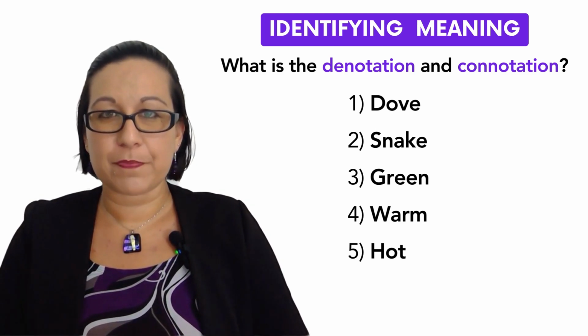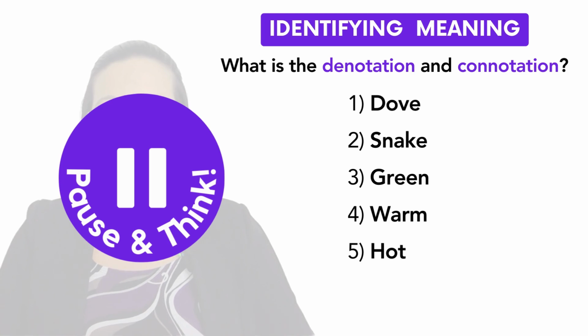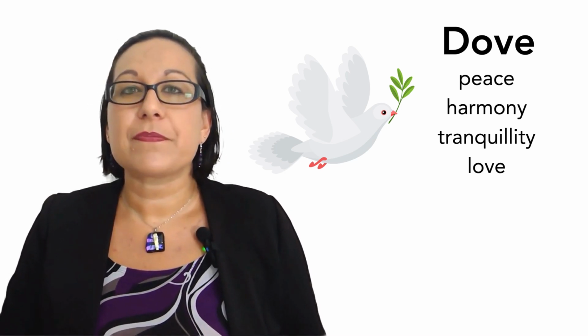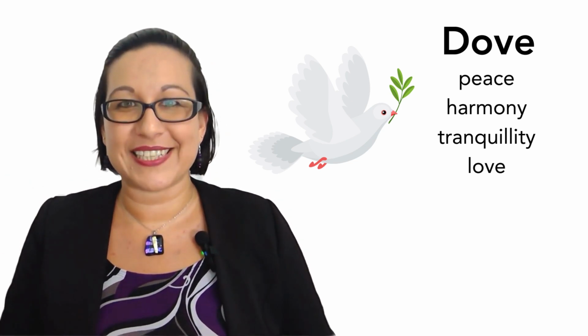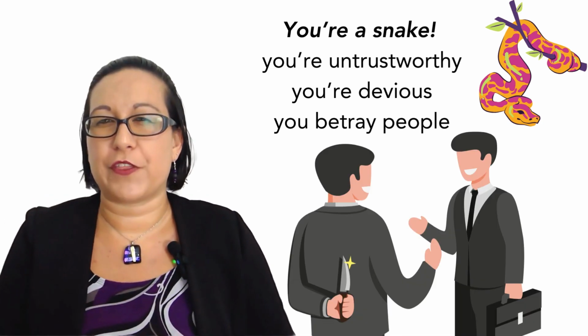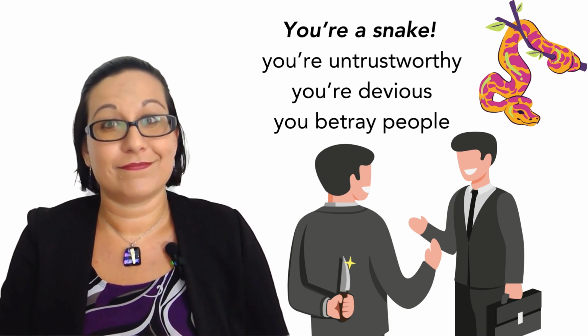Here are 5 words. Pause this video and think about the real meaning and the connotation for each one. So you might have different connotations, but let's take a look at the commonly accepted connotations. So, a dove. A dove normally represents peace, harmony, tranquility, love. We often have doves that are released at weddings. So, a snake. If you describe somebody as being a snake, then you're saying that they are untrustworthy. They are devious. They're quite slippery, so you cannot catch them easily. Very negative.